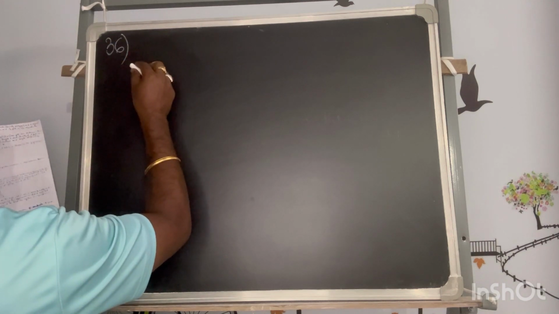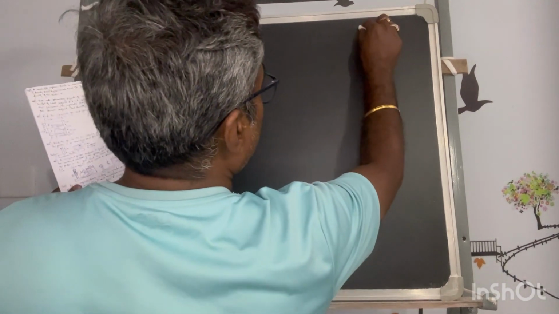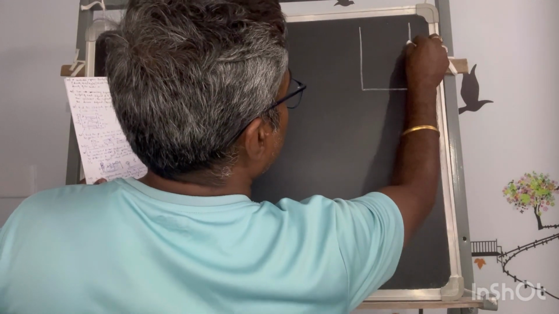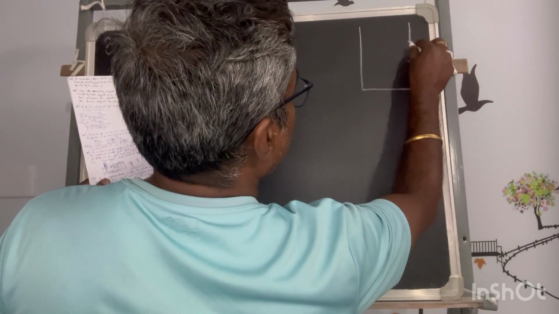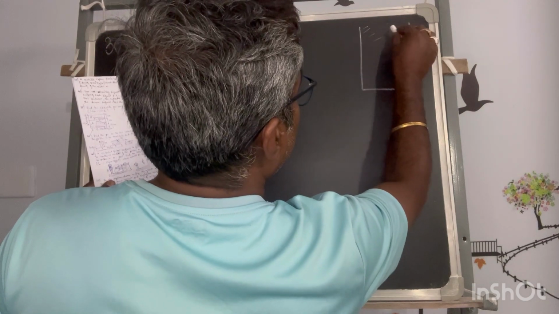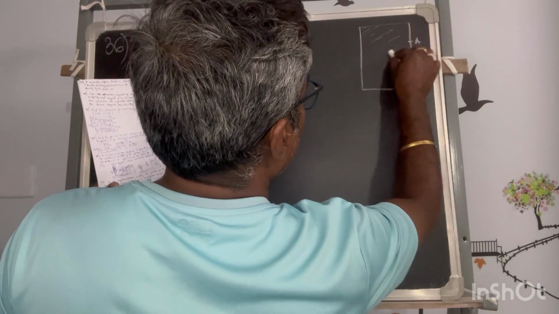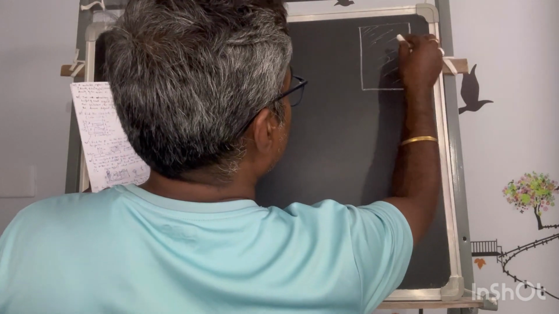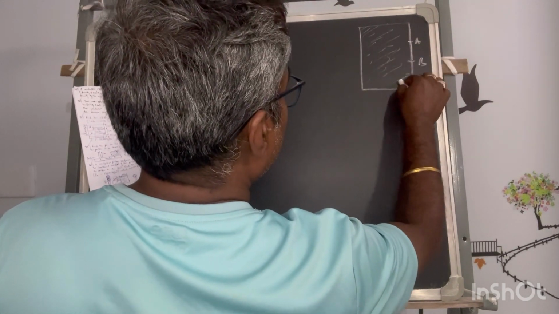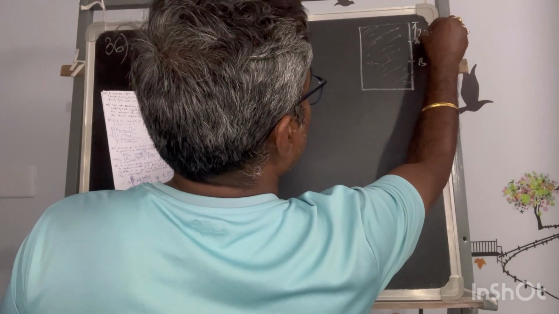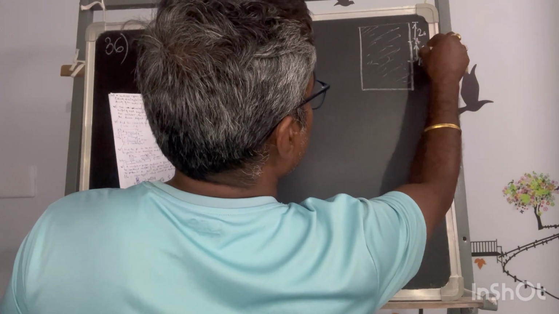So there is an aquarium, you can say. One part of this is having some glass window. This is denoted by A and B. Some water is filled inside this. This glass window is kept to view the inhabitants inside this water. This dimension is given as 2 meter. The further dimension up to B is given as 3 meter. So this simple diagram is given.